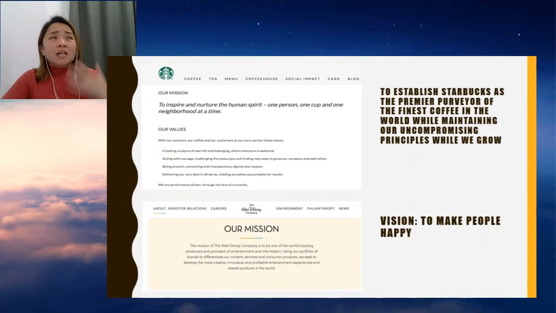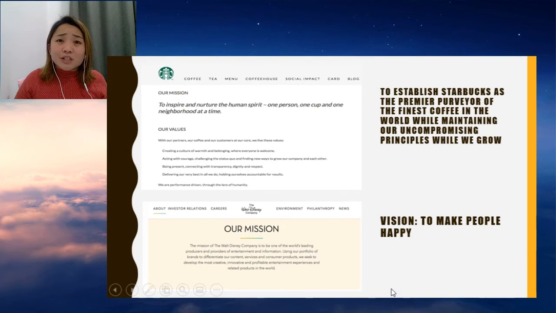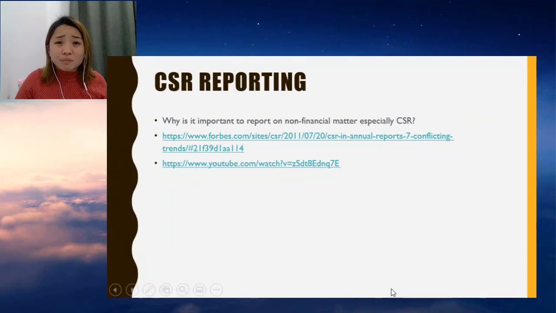So these are the simple words that they use. Now, next time you read an annual report, take a look at it: was the mission and vision conveyed clearly? Are you able to understand? Are you able to see it? Do you feel like you understand their purpose? If they manage to do that, that means it's a very good mission and vision.